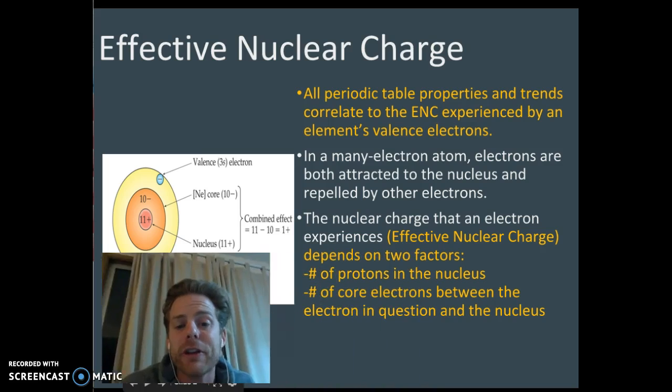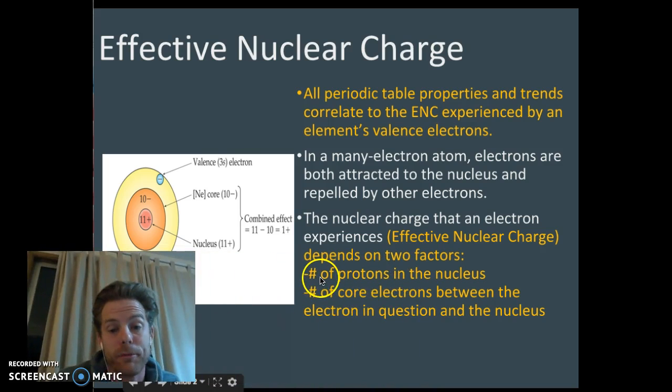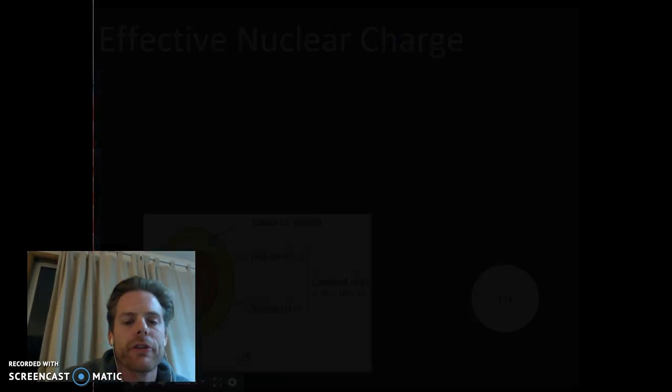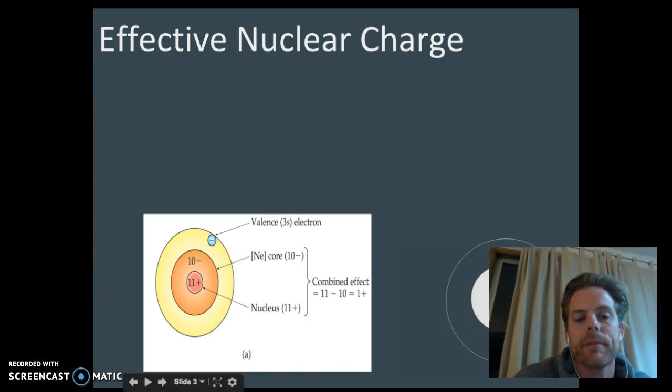And its calculation is basically based on the number of protons and the number of core electrons. And when we're talking about core electrons, we're talking about the electrons right here. Basically, it's the opposite of a valence electron. Valence electrons are on the outside, core electrons are on the inside, all right? Cool. So let's look at how to calculate this a little bit.